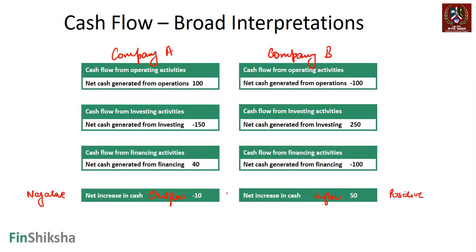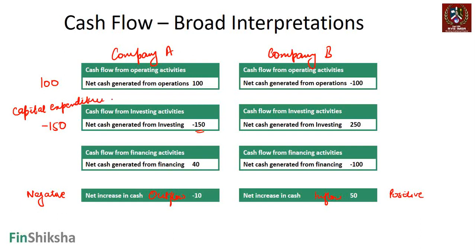Now, on prima facie evidence, it looks like B is better than A, right? Now let's decode it better. Let's look at company A. It's generating 100 crore from operating activities. It is spending minus 150 on investing activities. Looks like it must be doing some capital expenditure.